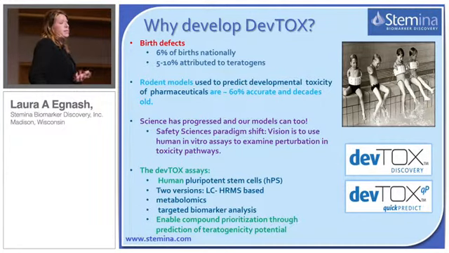So the DevTox assays, there are 2 of them, and I will tell you about how we moved from DevTox Discovery, our initial assay, which was metabolomics-based, to a biomarker-based assay, which is QuickPredict, which is very focused on the most predictive biomarkers that we found through our work with Discovery. The assays both use human pluripotent stem cells and enable compound prioritization through prediction of teratogenic potential.